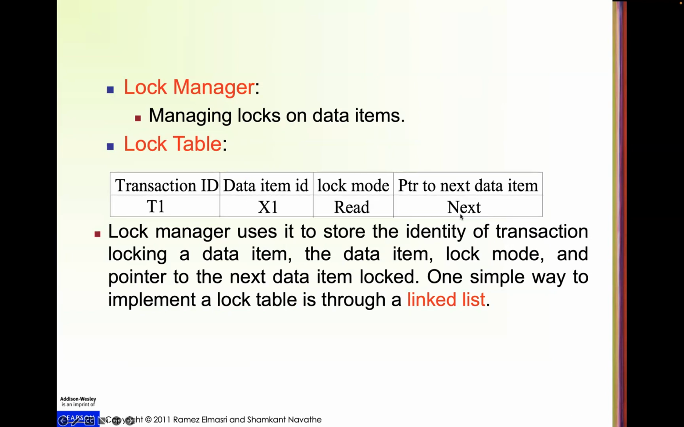Maybe it can be X2, which is written here. The lock manager uses this table to store the identity of the transaction, the data item, the type of lock that we want to have on X1, and the pointer to the next item that is to be locked. One simple way of maintaining a lock table is through a linked list, because you see we have a next pointer here. So this table can be made in the form of a linked list too.